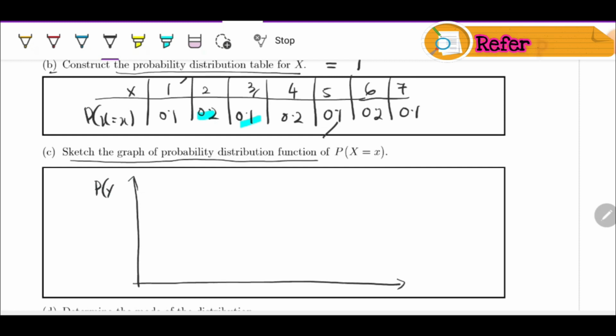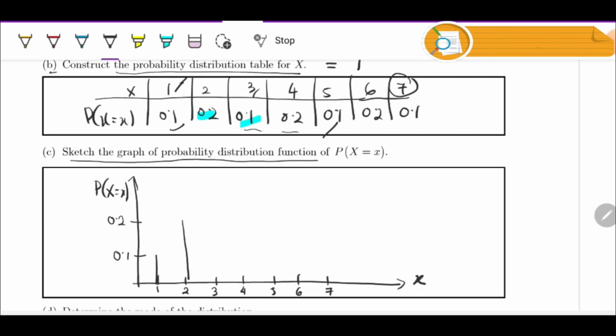The probability versus the x. So x, we start from 1 until 7. So x equals to 1, 2, 3, 4, 5, 6, and 7. So the value of probability, we use 0.1 and 0.2 only. So read from the table, when x equals to 1, the probability is 0.1. Draw a vertical graph. When x equals to 2, the probability is 0.2.